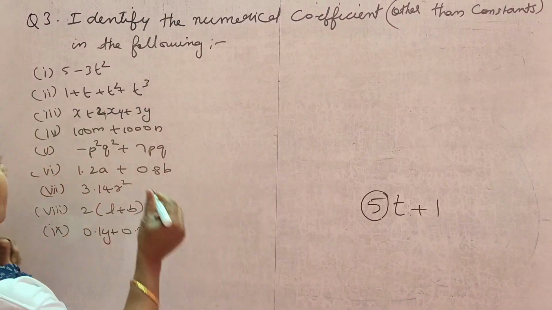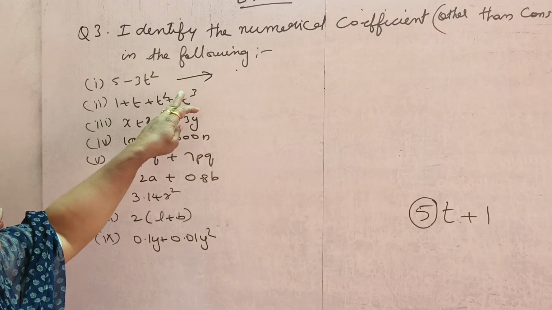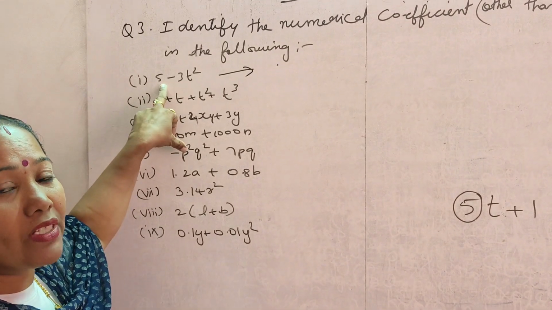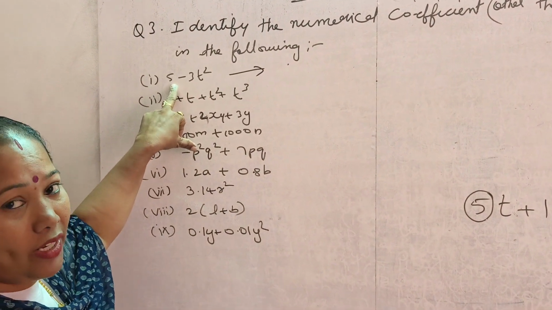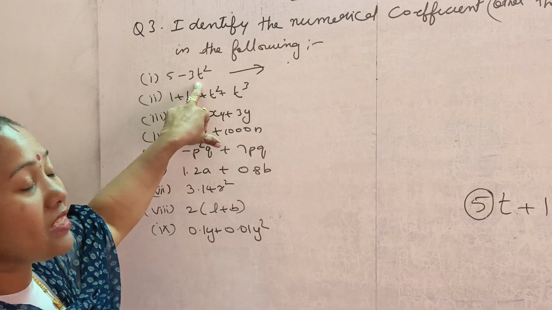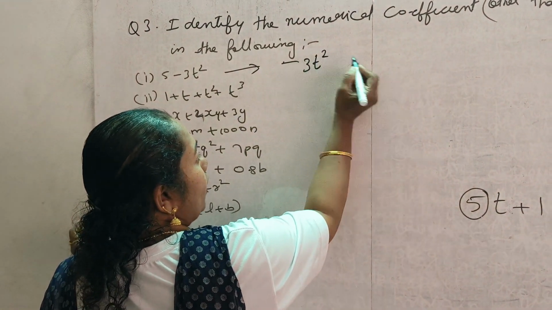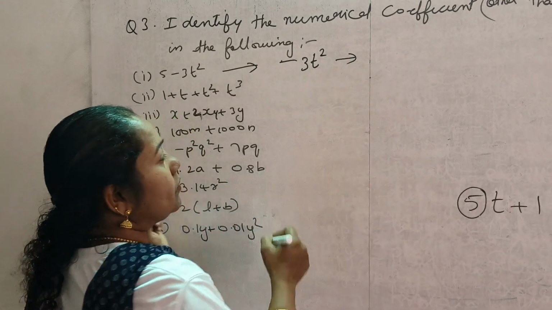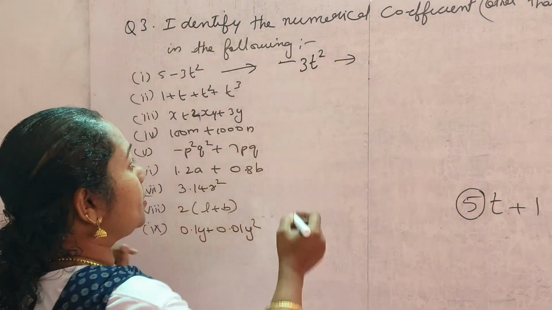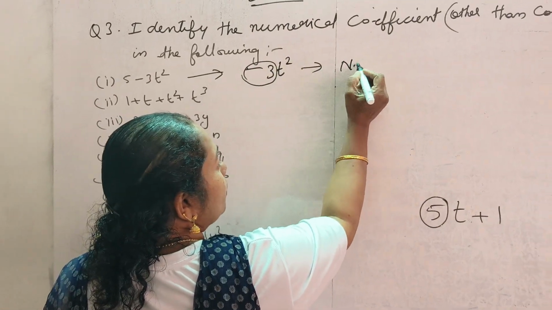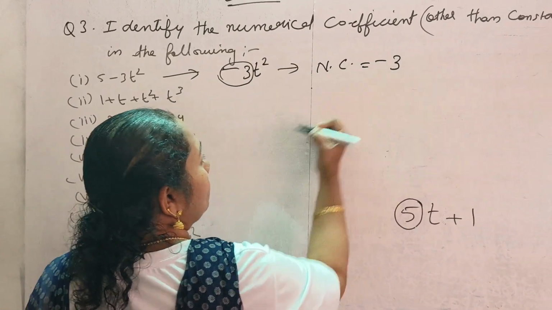So in my first question, we have to see which are the numerical coefficients. First of all, 5 is a constant, so we don't have to take it. The next one is minus 3t squared. The term is minus 3t squared, and what is the numerical coefficient? Minus 3 is the numerical coefficient.